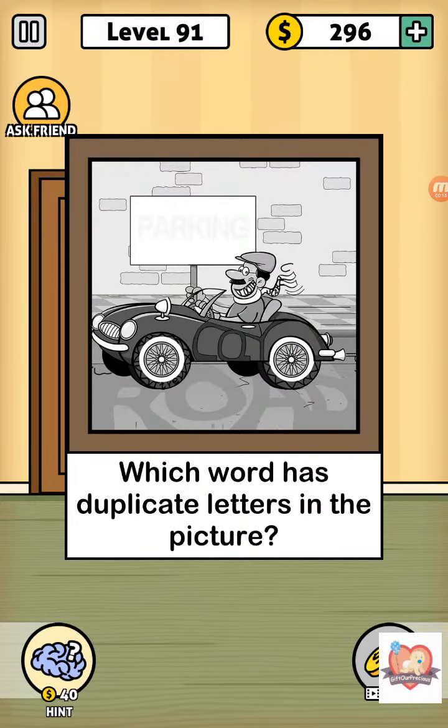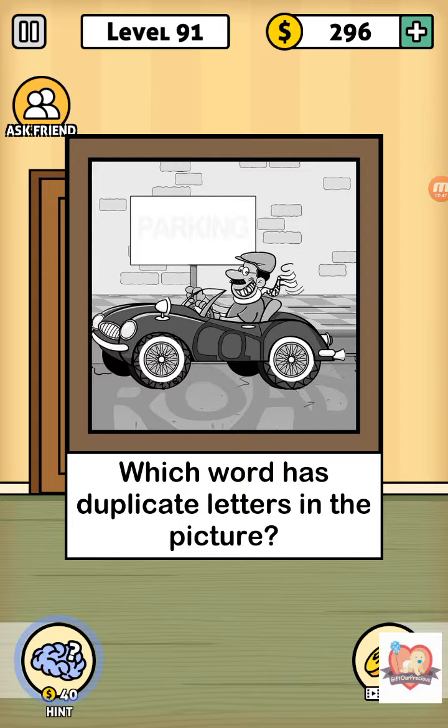Alright! Which word has duplicate letters in the picture? There's car, C-A-R. There's parking. There's road. Any more words? Road, but there are no duplicate letters.